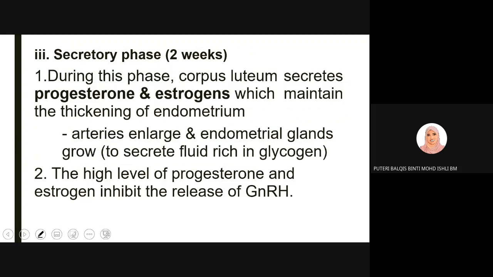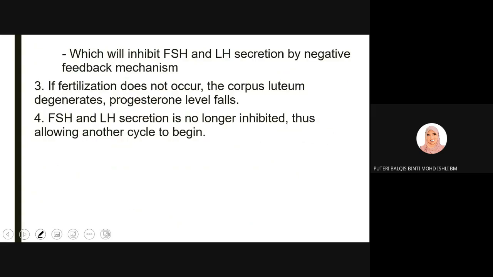During secretory phase, 2 minggu, corpus luteum secretes progesterone and estrogen. Progesterone akan maintain the thickening of the endometrium. Arteries enlarge and the endometrial glands grow to secrete fluid rich in glycogen. Progesterone and estrogen tinggi, dia akan ada negative feedback. Negative feedback will inhibit the release of GnRH. GnRH dah inhibit, it will inhibit FSH and LH.